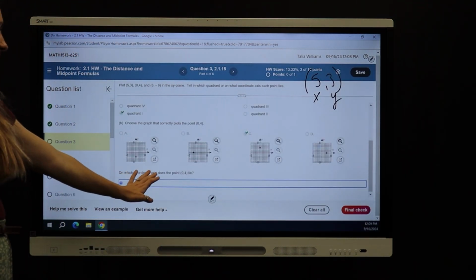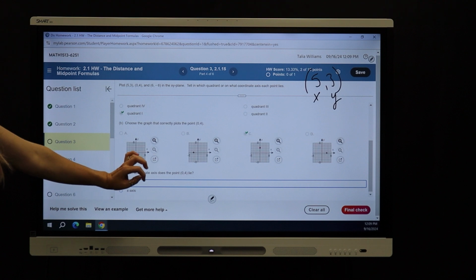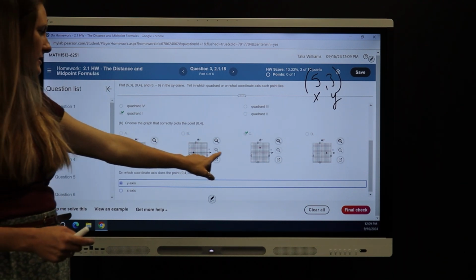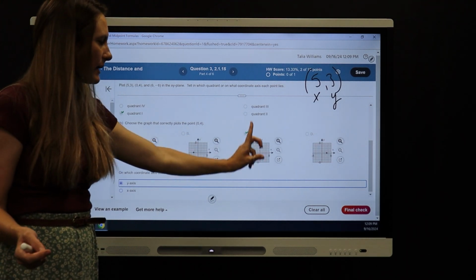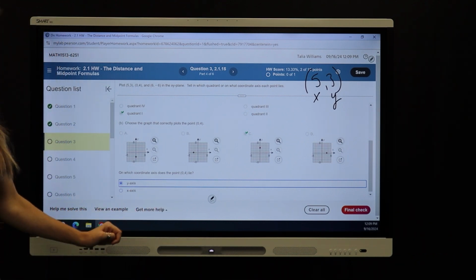On which coordinate axis does the point lie? Was it on the x-axis, the flat part, or was it on the y-axis, up and down? Ours was on the y-axis.